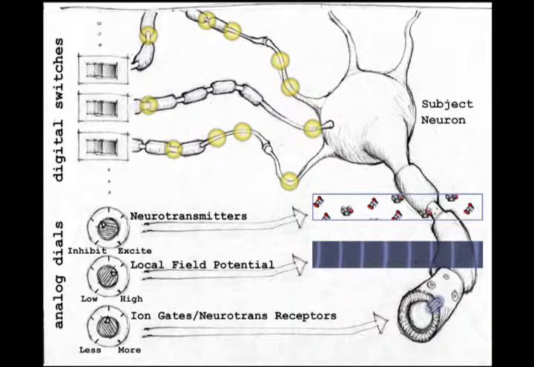And then you might have a local field potential, which is the electromagnetic field surrounding any given neuron. When the frequency of this field is synchronous with the people flipping these switches, then the likelihood that the subject neuron will fire will increase. So it really requires that the people playing with these dials work with the people flipping these switches in order to get this neuron to fire. That becomes the objective of the game: to get the neuron to fire.